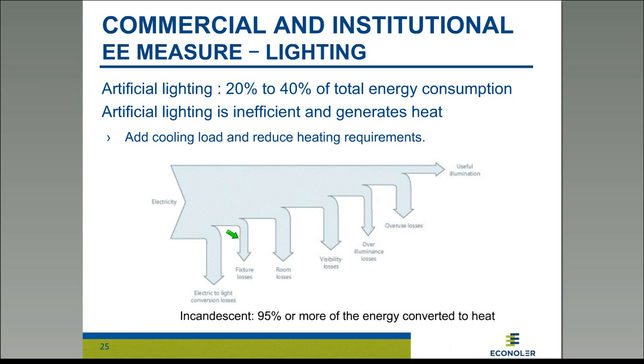Then you have fixture losses, meaning lumens that have been emitted by the lamps but captured by the fixture itself. There are room losses, so again, lumens that have been emitted by the lamps, get through the fixtures, and are absorbed by walls, ceilings, or furniture in the rooms. Then you have other types of losses, which means that the useful illumination is a relatively small portion of the total input.